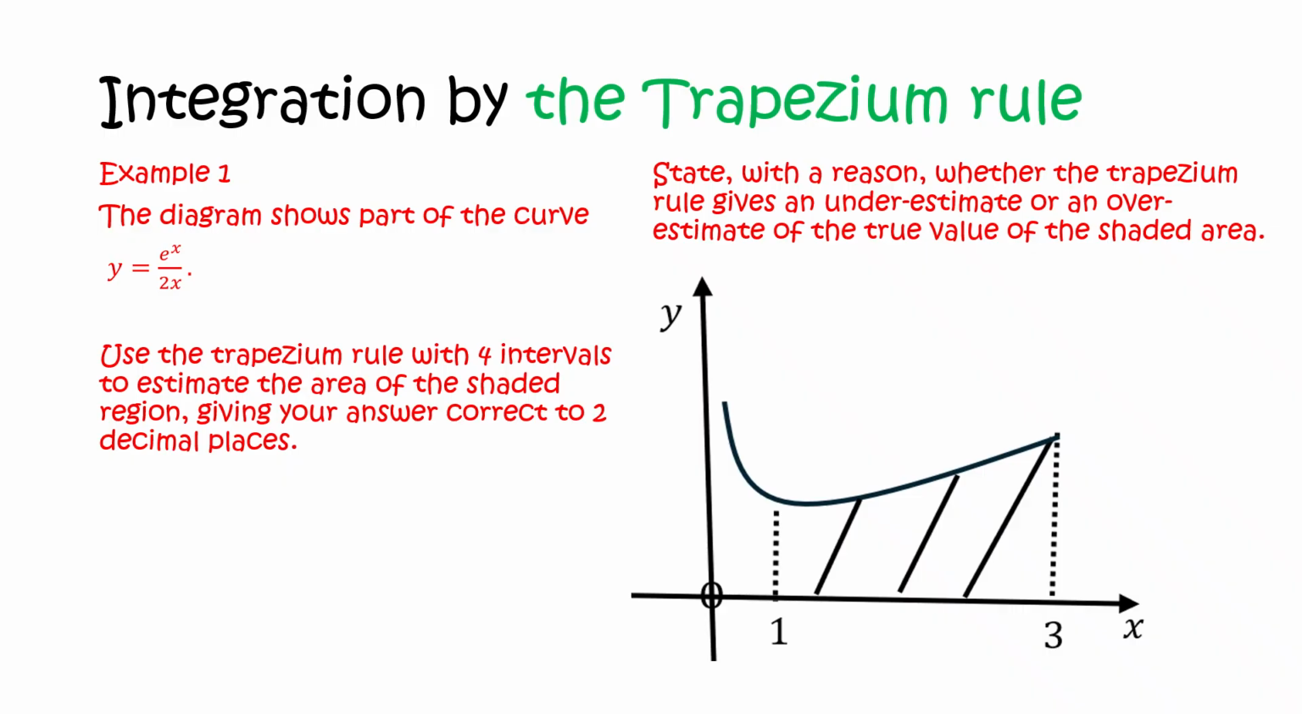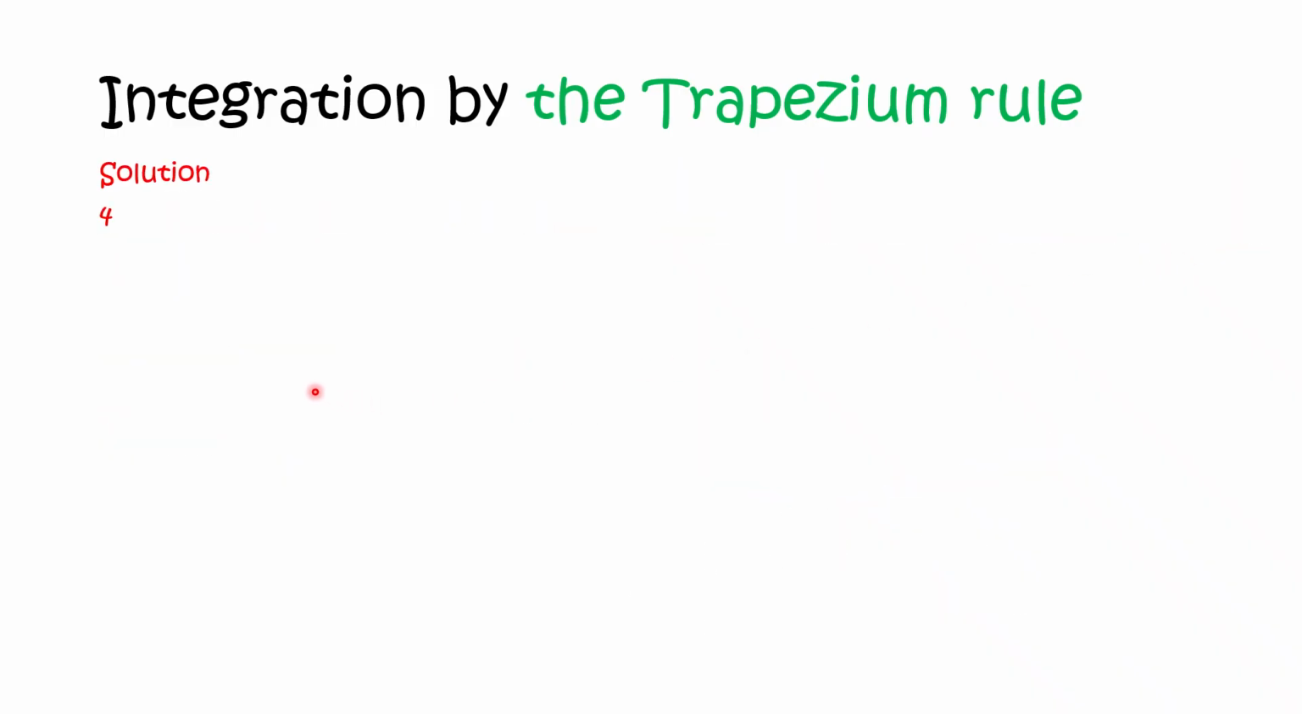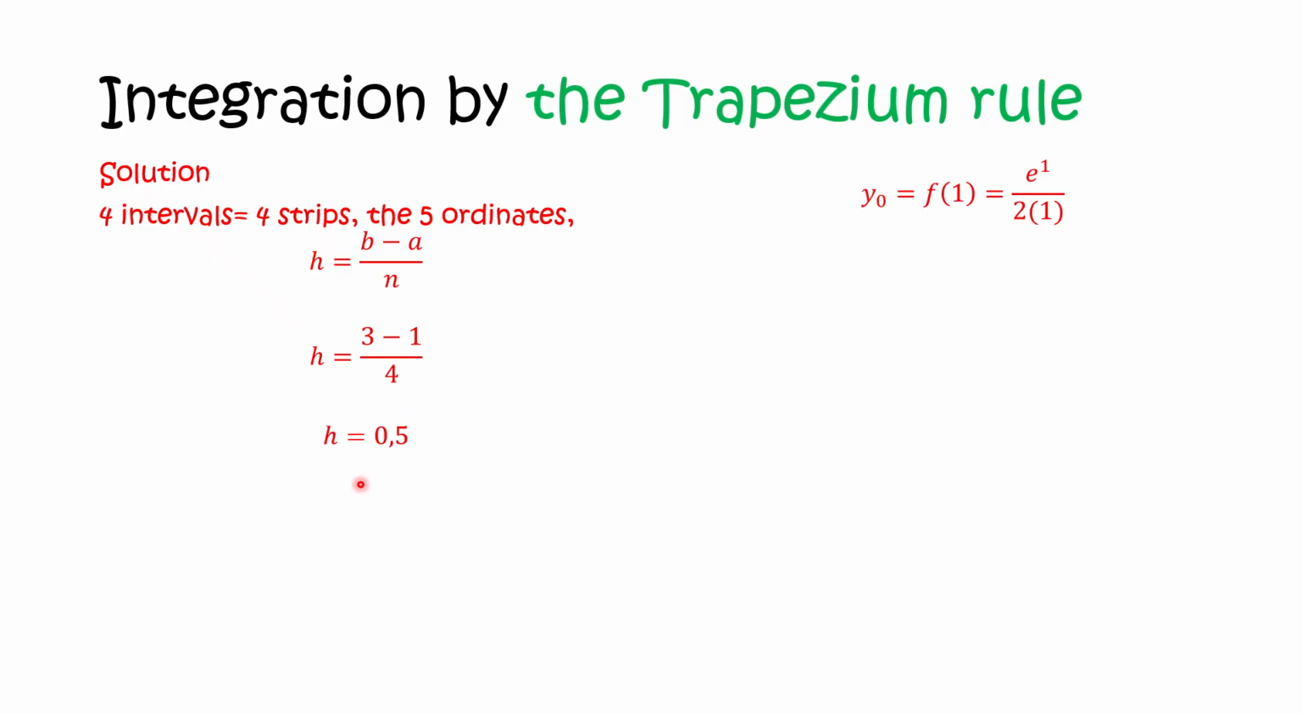Great. Now, the solution. If we have 4 intervals, it means that we are going to have 4 strips and 5 ordinates. And also, our h, the width of each trapezium, is going to be given by b minus a over n. And of course, we know what our b, a, and n are. We simply substitute 3 minus 1 over 4 so that we get the width of 0.5.